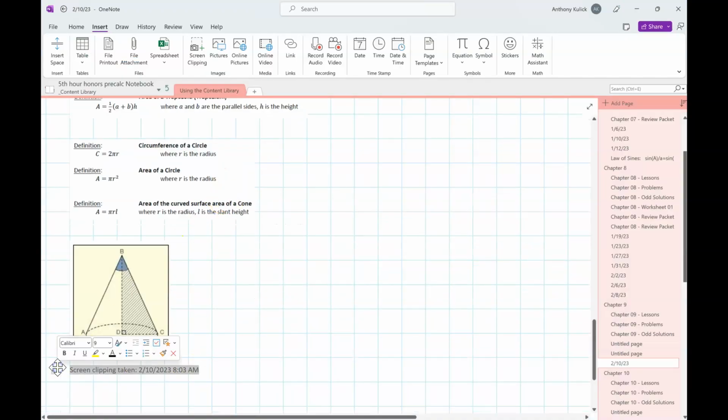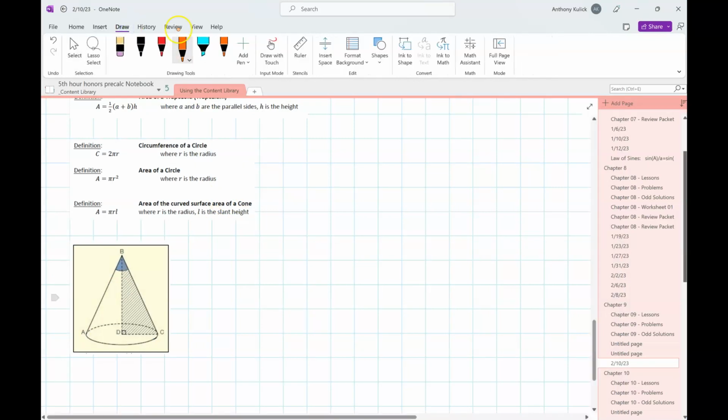So if this is our cone, we're talking about the area of the curved part, not the base, right? So it's like all of that part. R is here, and L would be like the segment BC. That's what we call the slant height. If you build a triangle internal to the cone, the hypotenuse of that triangle is what we call the slant height.